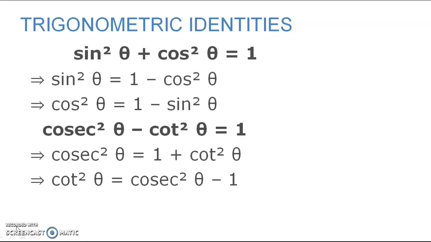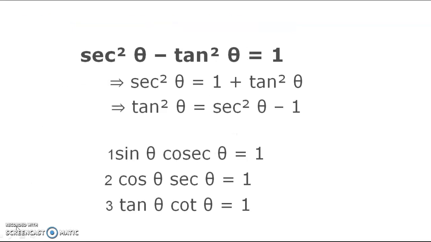Now the second identity is cosecant square theta minus cot square theta equal to 1. And we can make two more formulas by using the same identity: cosecant square theta equal to 1 plus cot square theta, and cot square theta equal to cosecant square theta minus 1. The third identity is secant square theta minus tan square theta equal to 1. Again, we can create two more formulas using the same identity: secant square theta equal to 1 plus tan square theta, and tan square theta equal to secant square theta minus 1.